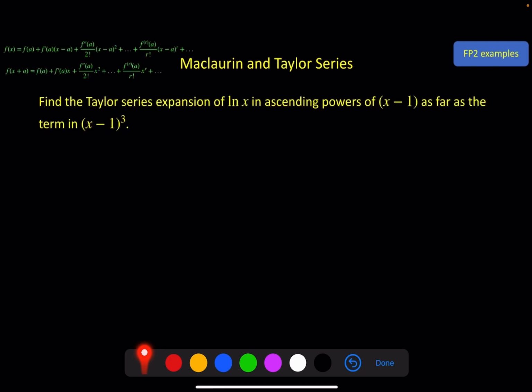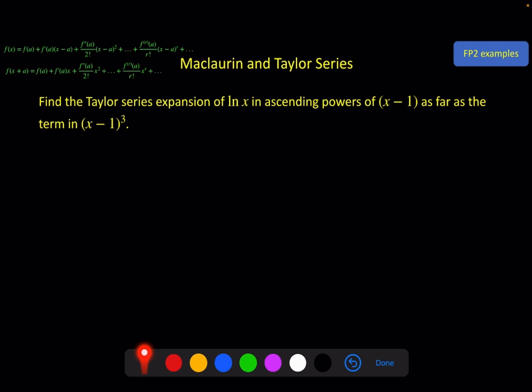Here we go. Find the Taylor series expansion of the natural log of x, the one we could not do for Maclaurin's in the starter question, in ascending powers of x minus 1, as far as the term in x minus 1 cubed. So you can see here in the question it's very clear, find the Taylor series, not the Maclaurin series, so that's one of these two. And then in ascending powers of x minus 1 makes it very clear that it's this one here, not this one here. So we know which starting point to use.